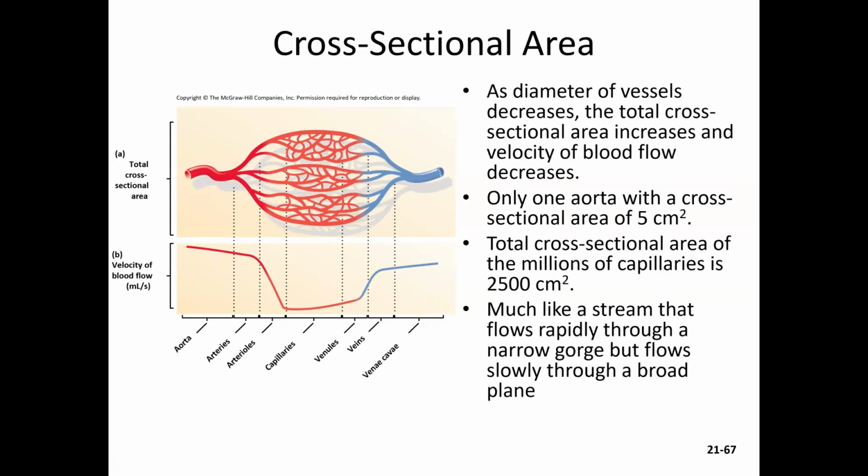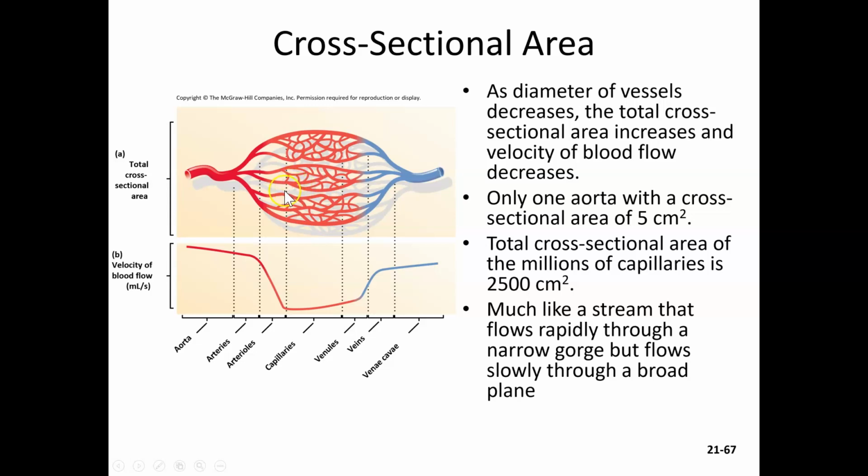When we look at the cross-sectional area of arteries versus capillaries versus veins, we're going to see that as the diameter of a vessel decreases, the total cross-sectional area increases and the velocity of blood flow is going to decrease. This is especially apparent when we look at the capillaries here. The diameters have decreased at this point, and we have a large cross-sectional area, but the velocity of this blood flow is going to decrease. We want this to take place because we want exchanges between the tissues.